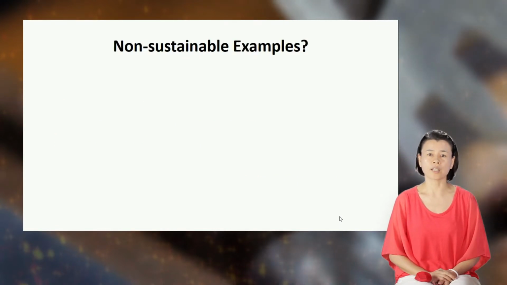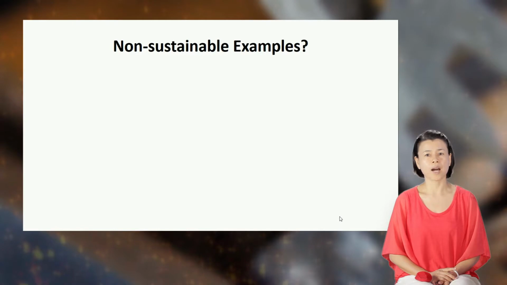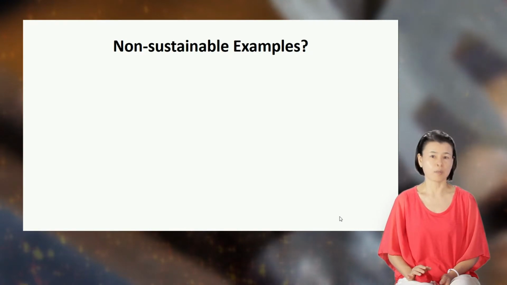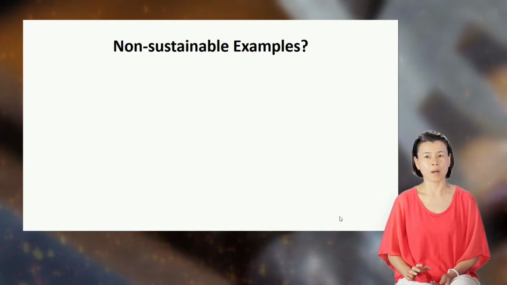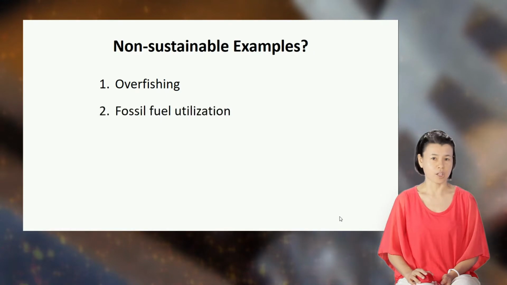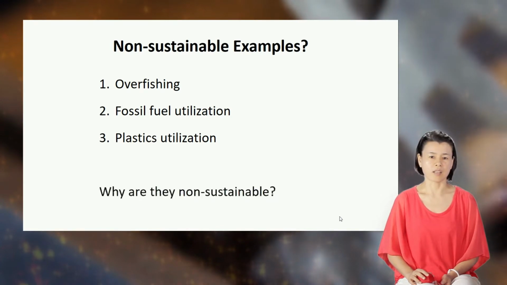Next, I would like you to give some opposite examples. Would you please give me some situations in which development will become non-sustainable? Well, there are plenty of examples. Here are 3 serious problems because of non-sustainable development. 1. Overfishing. 2. Fossil fuel utilization. 3. Plastic utilization. But why are they non-sustainable?